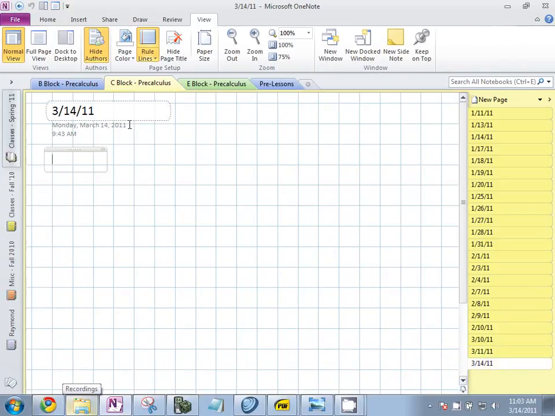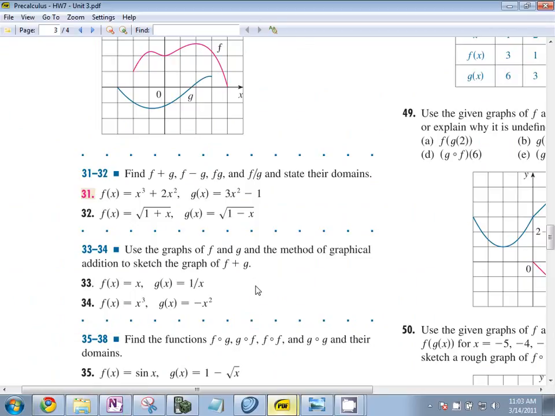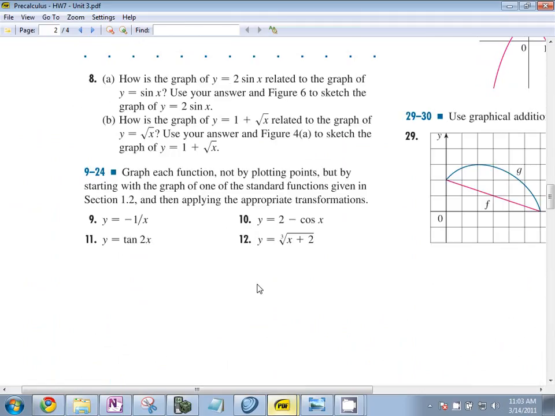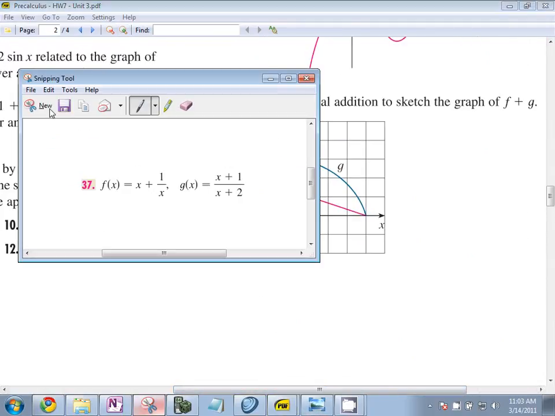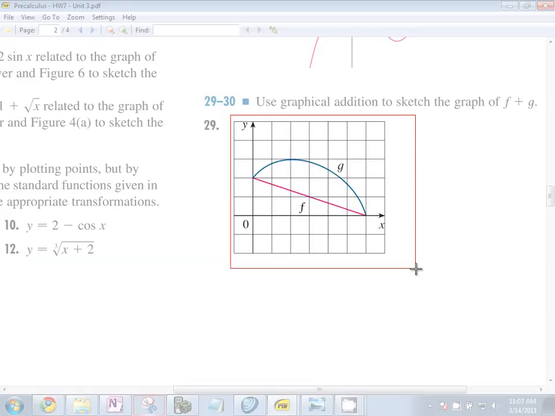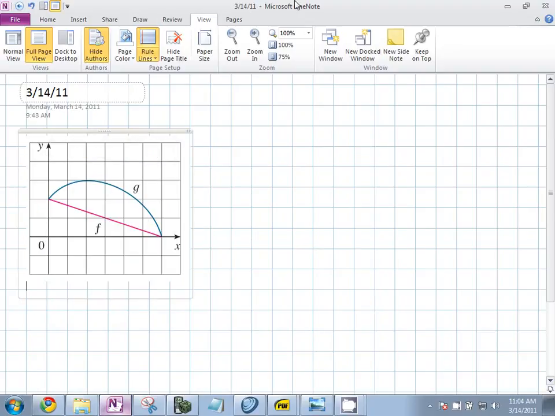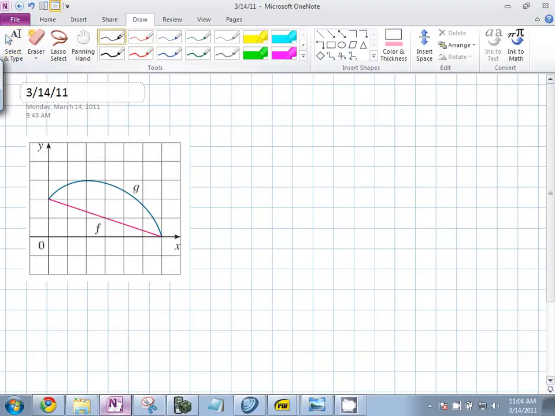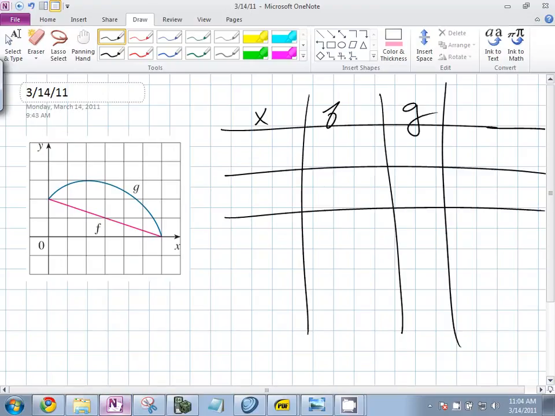Okay. Anything from last night's problem set? 29? Sure, we can do 29. So we're supposed to graph f plus g, right? What's the best way to go about doing this? Make a table. So we have x, we have the value of f, and we have the value of g. Let's make a simple table here.